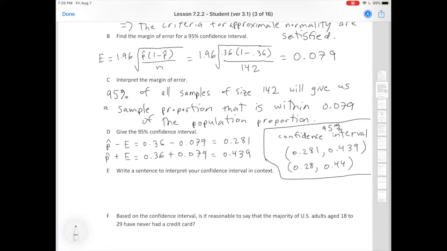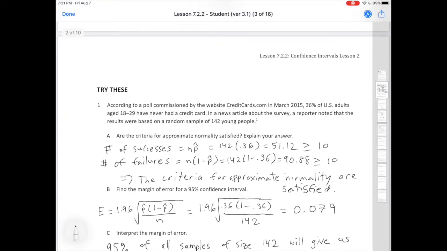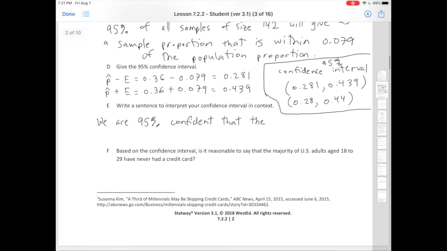Okay. Now every single one of these confidence interval problems is going to ask us to write a sentence to interpret your confidence interval in context. Okay, so how do we interpret this? Here's how we say this. We are 95% confident that, we don't just say that the population proportion, okay? We want to do it with the context of the problem. And remember, we're talking about US adults age 18 to 29 that have never had a credit card.